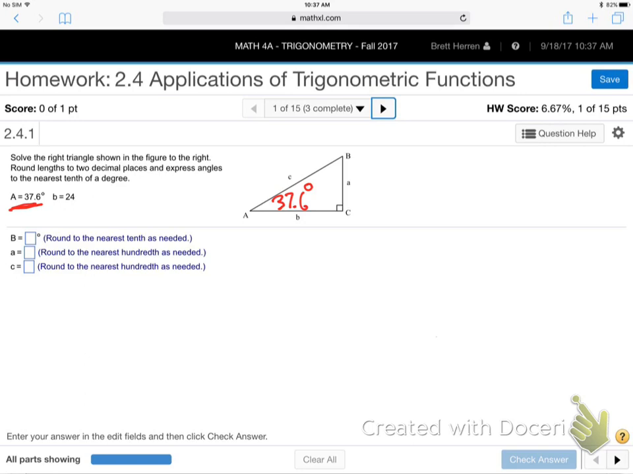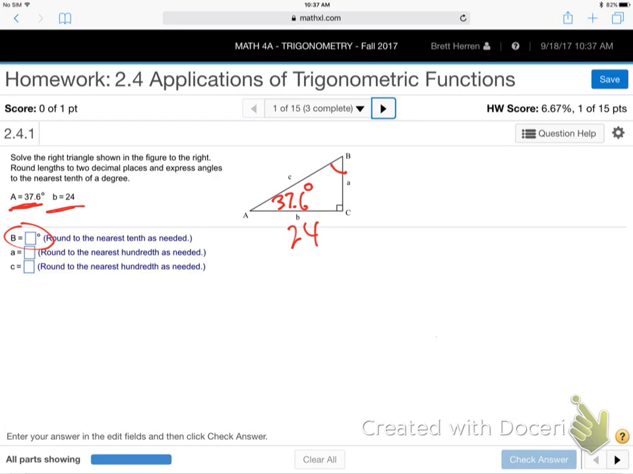37.6 degrees. Side B is 24. So they're saying that side is 24. And basically they want me to find all the other things in the triangle. They want me to find, first off, angle B, which is this angle right there. How do I find angle B first off?